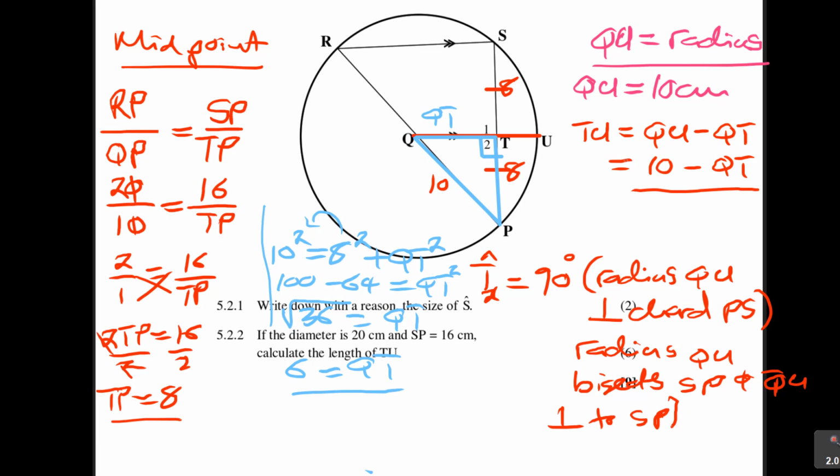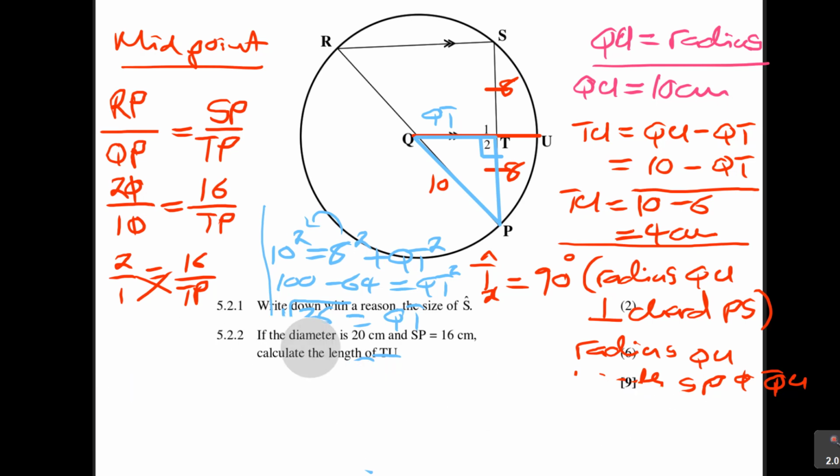Are you getting that? Then you come back here to TU, remember? We said what is TU? TU is equal to 10 minus QT, which we got as 6. So 10 minus 6, which is equal to 4 centimeters. There is your TU. Alright, so that is the way to go about approaching that.